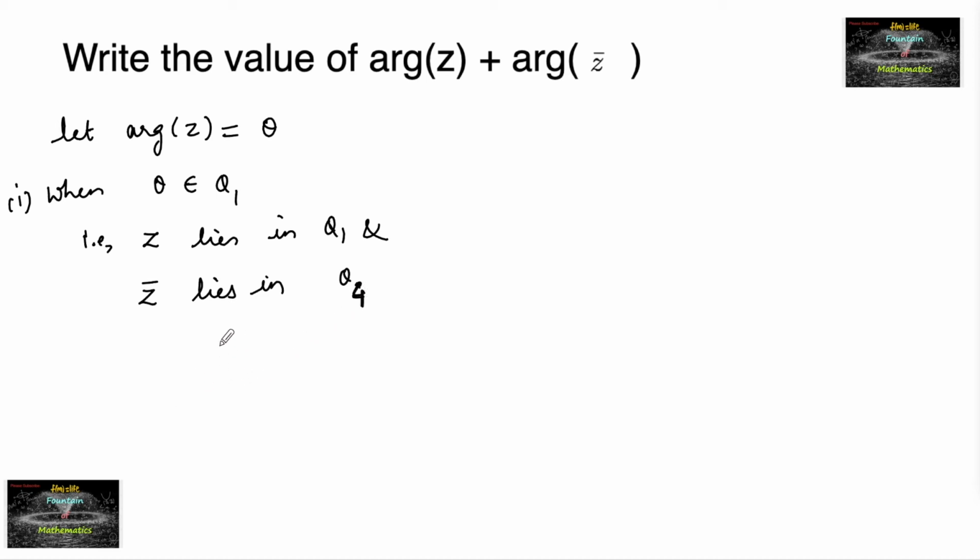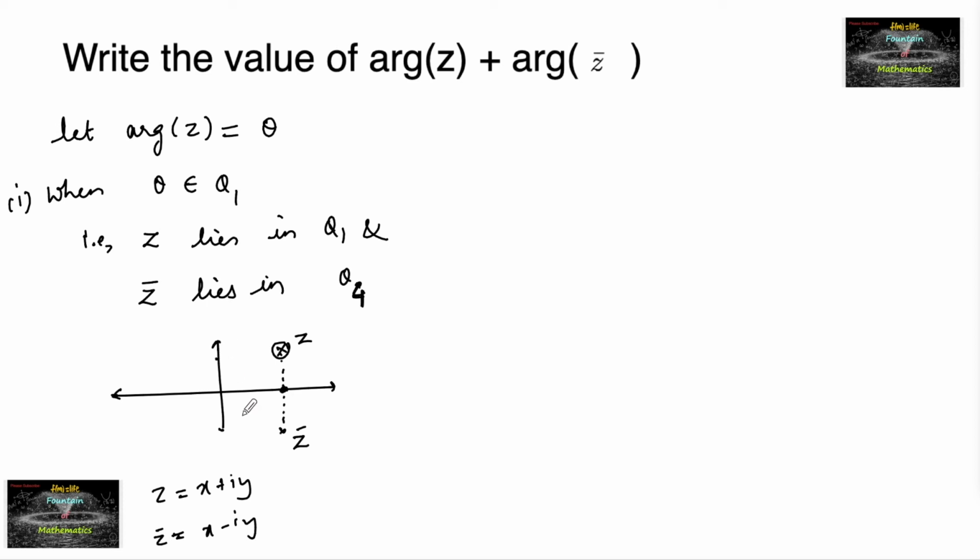We know that the conjugate is always a mirror image under the real axis. If z is here, then the mirror image of the complex number z under the real axis will be its conjugate. That is, if z is equal to x plus iy, then z bar is equal to x minus iy. Here the real part will be the same and only the sign of the imaginary part will change. So if it is plus y, it changes to minus y. Even if z is in the second quadrant, its conjugate will be in the third quadrant, and if it is in the third quadrant, its conjugate will be in the second quadrant.